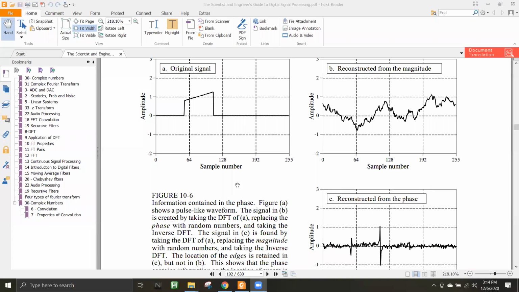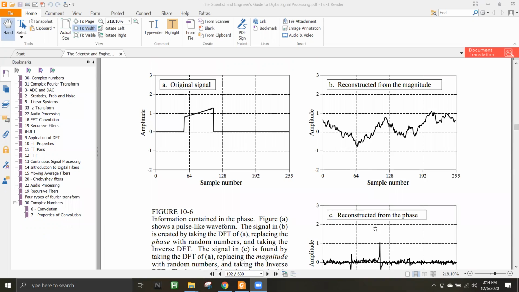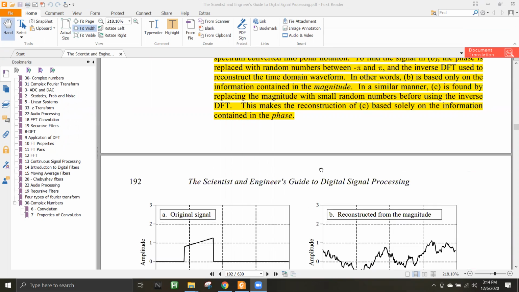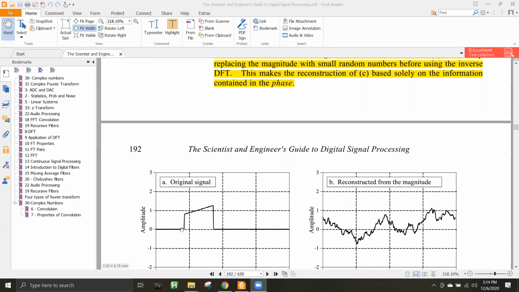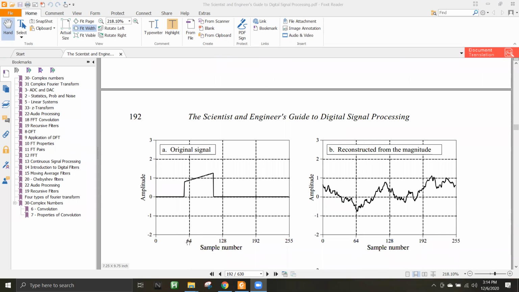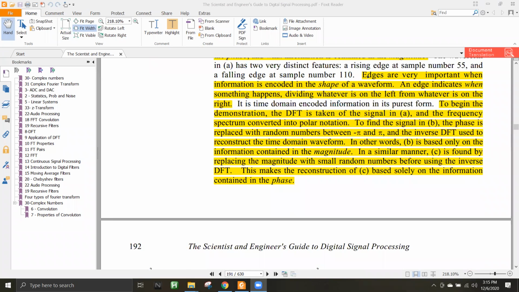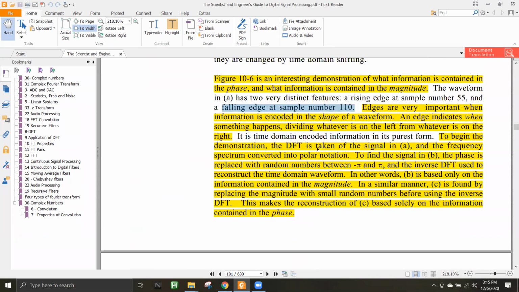We'll be referring to figure 10.6 for this discussion. Notice that the time domain signal is just a signal that has a positive edge at around sample a bit before 64, and a negative edge, from high to low, a bit before 128. Here they are saying that it is around sample 55, a positive edge, and a falling edge at around sample 110.